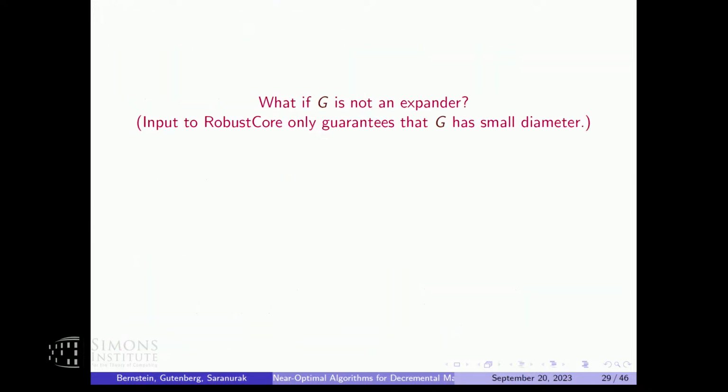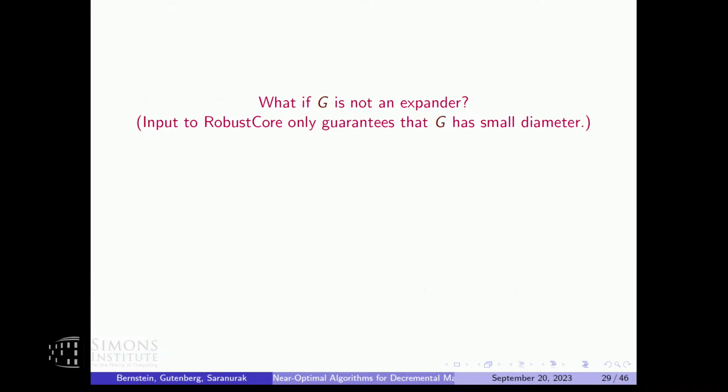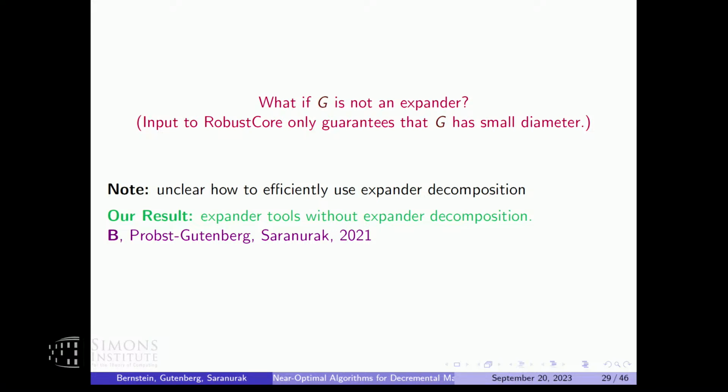Okay, so let me just, in the last few minutes, say, all of that was to solve the idealized case. This was still from the matching paper. The problem is that this only works on an expander, so you need congestion balancing even in the idealized case when the graph is an expander. But what if the original graph is not an expander? Our input to robust core just guaranteed the initial graph a small diameter, but it might not ever look like an expander. So the first thing you might try is expander decomposition.